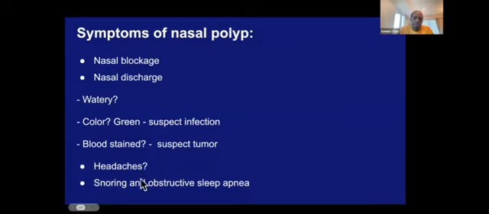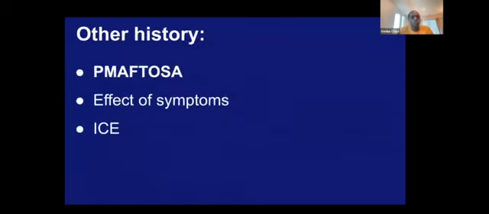Is there any snoring or obstructive sleep apnea? So ask the patient if they feel tired or sleepy during the day, or if they do snore at night. Because if there is a nasal polyp, that will make it difficult to breathe at night and difficult to fall asleep, and therefore the patient will be tired and sleepy during the day. So it's important to ask about these.